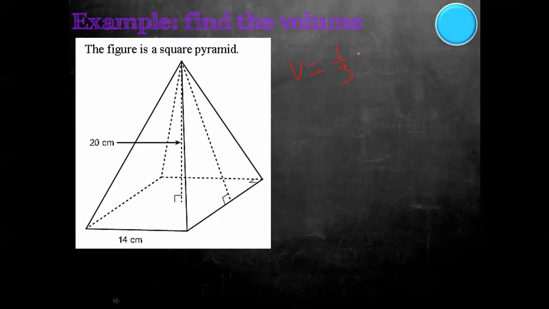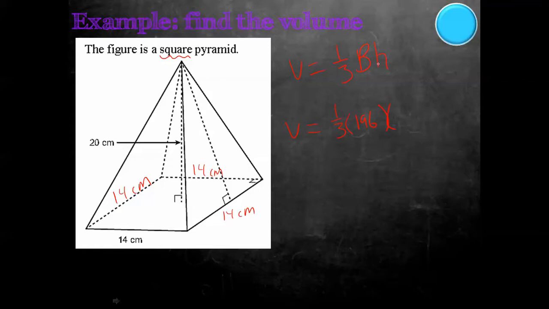So we're going to find the volume right here. Here it says the figure is a square pyramid. Since we know it's a square pyramid, and this side is 14, we know that this side is 14, this one's 14, and this one's 14. In order to find the area of the base, a square, it's just side times side. So we're going to take 14 times 14, and that's going to give us 196.